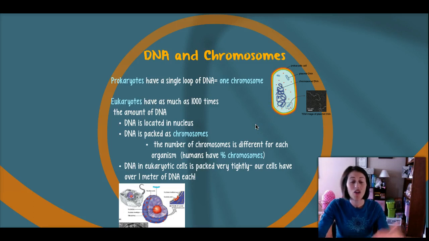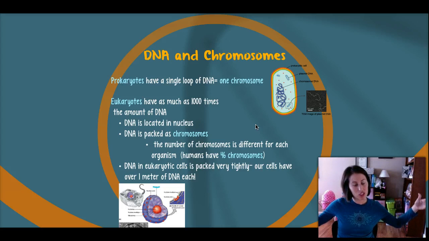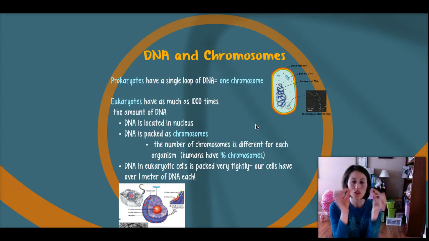Our cells have over 1 meter of DNA in each cell. So a meter is about this big. So in every single one of your cells, you have this much DNA. But it's packaged and coiled up so tightly that it becomes so microscopic and it can fit in the inside of the nucleus of your cell. Crazy.